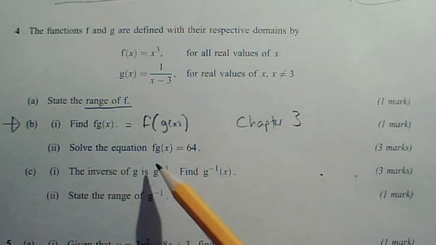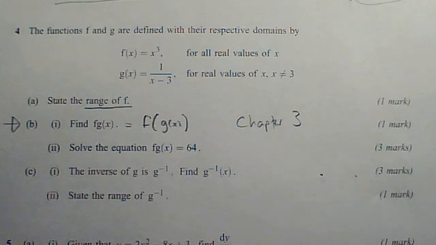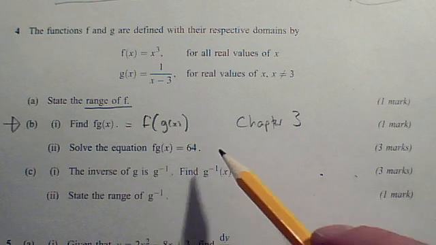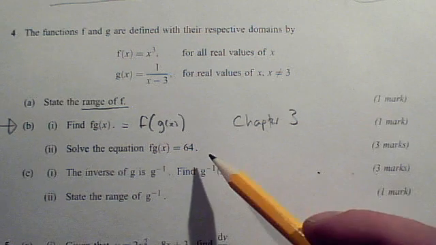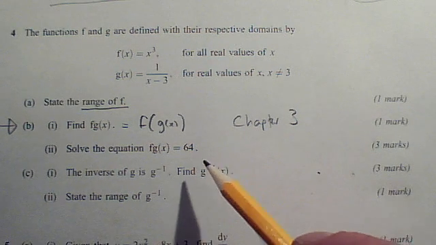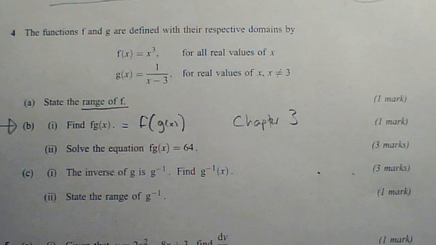And then you've got to solve the equation fg of x equals 64. So you take the expression, you equate it to 64. Always watch out, I don't know if it happens on this question, maybe it doesn't, but look out for multiple solutions. There may be more than one answer, so be very careful.